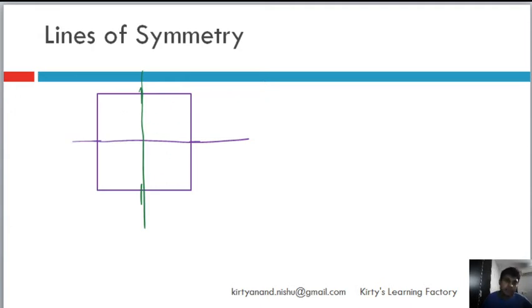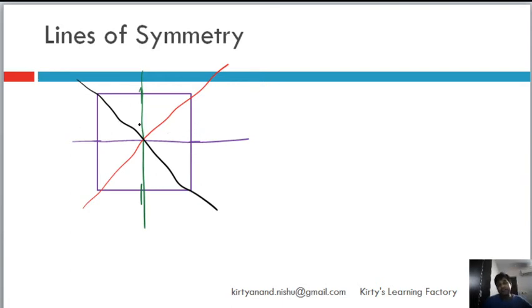Let me change the color. If this is the diagonal, then I see that this part is symmetrical to this part. Now let me change the color again and say that if I draw this diagonal, then this part here will be symmetrical to this part here.